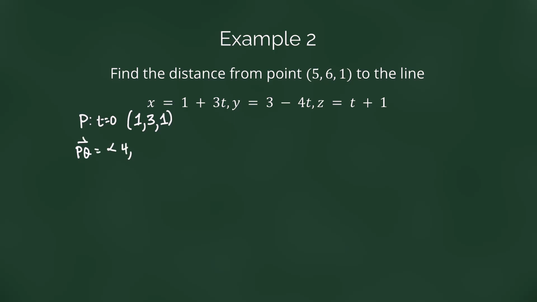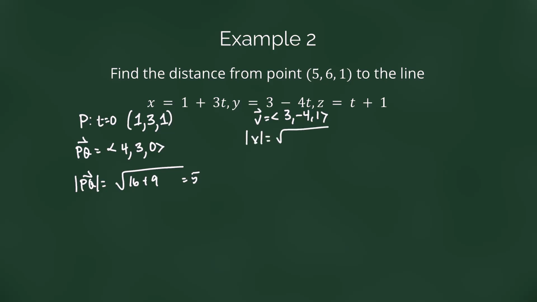So P is the point 1, 3, 1, which makes the vector PQ the vector 5 minus 1, 6 minus 3, 1 minus 1, which makes the magnitude of PQ the square root of 16 plus 9, which is 5. Our vector v is going to be the vector given by the coordinates of t. So v is the vector 3, negative 4, 1, and that makes the magnitude of v the square root of 9 plus 16 plus 1, which is the square root of 26.